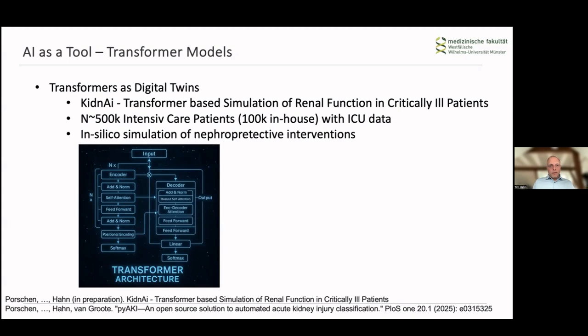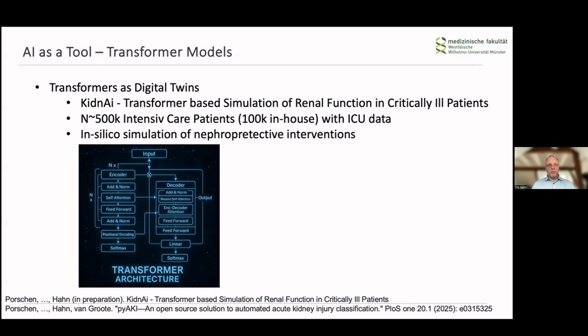So we put in not sentences, but time series, multivariate time series. And we build a transformer. Transformers are notorious for being extremely good, but needing a huge amount of data. So we have intensive care patient data from ICUs with everything from pulse rate to blood pressure to urine output for more than 500,000 patients. 100,000 of them come from our in-house ICU in Münster.